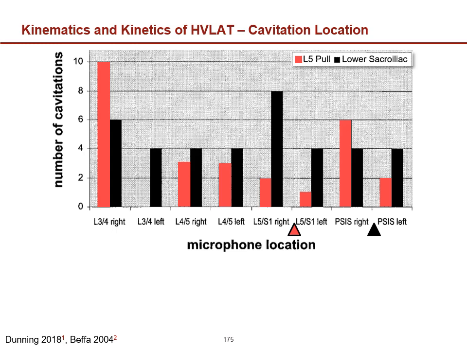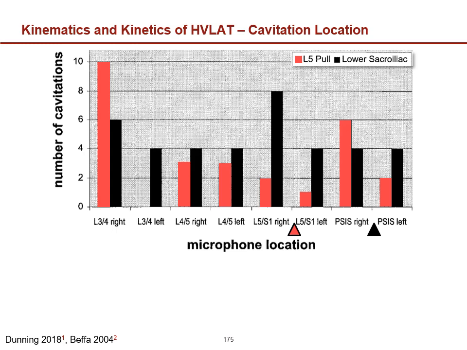And then the small triangles that I've put along the x-axis denote the level or segment that was targeted with each of the techniques. And then the microphone location is shown by the different categories: L4, L3, L4 right, L3, L4 left, etc. And the patient was lying on their left side, so the rights represent the upside, whereas the left side here denotes the downside of the cavitation.